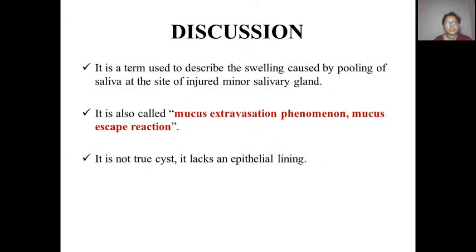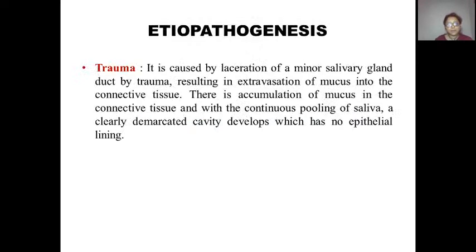Now come to the discussion. Mucocele is a term used to describe the swelling caused by pooling of saliva at the site of an injured minor salivary gland. It is also known as mucus extravasation phenomenon or mucus escape reaction. It is not a true cyst, it lacks an epithelial lining.